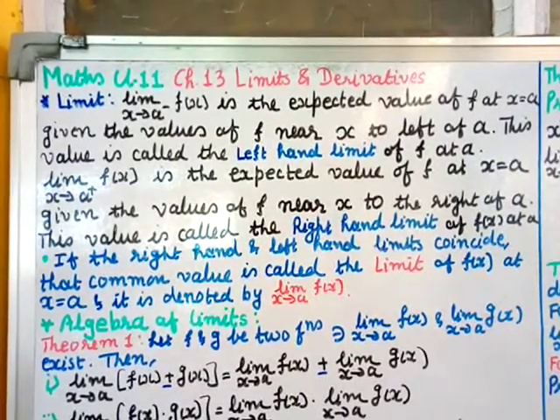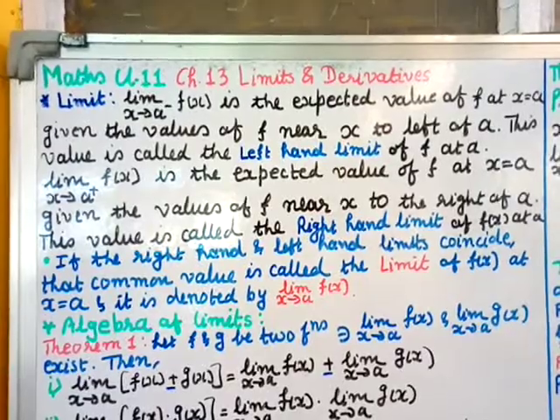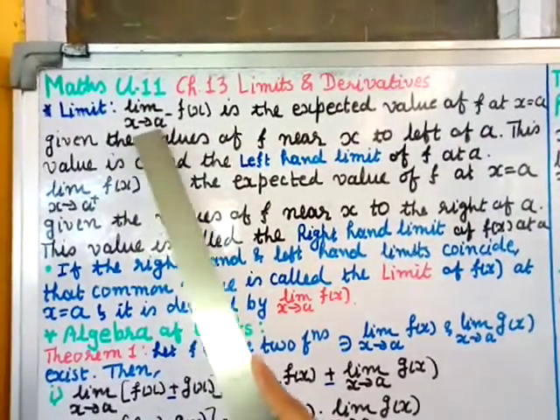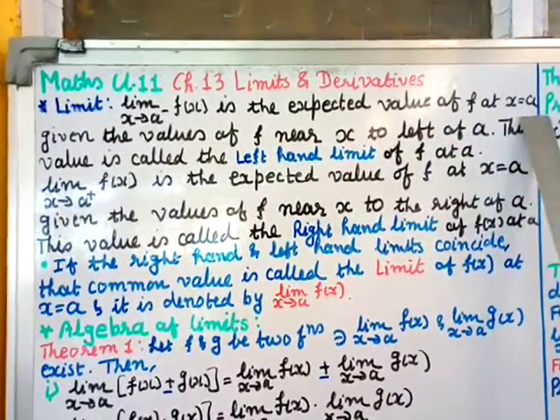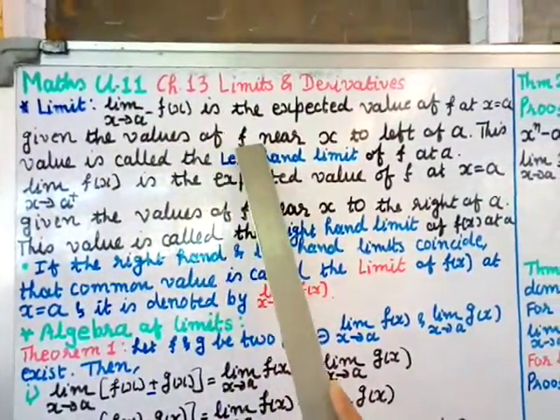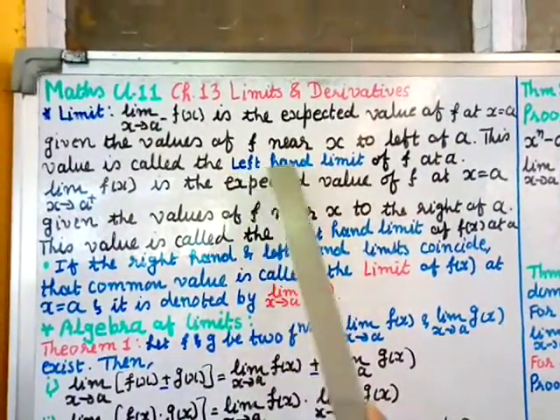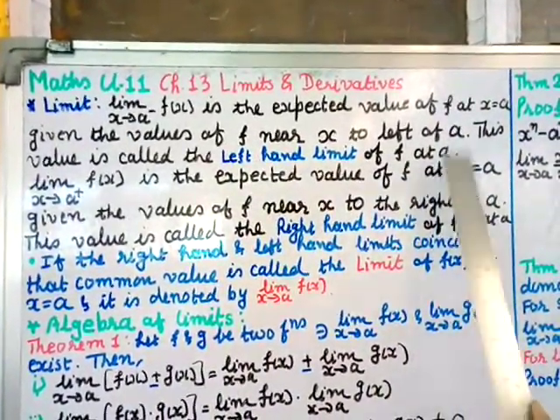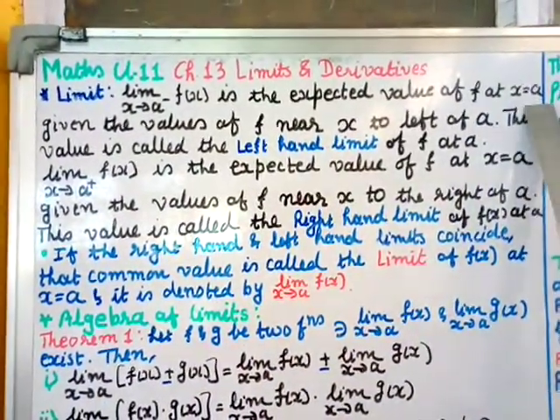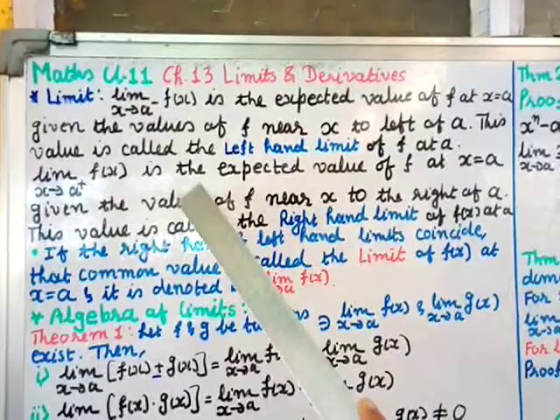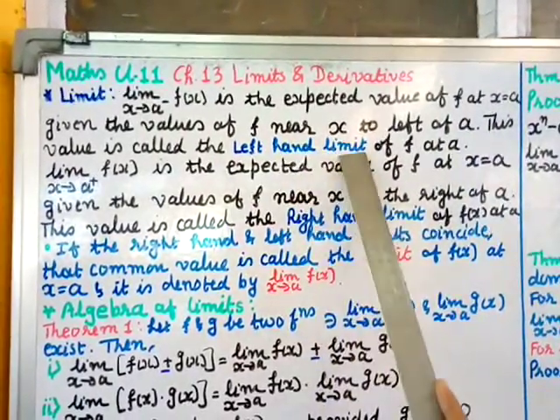We shall begin chapter 13 of Mathematics class 11, Limits and Derivatives. Limit x tends to a minus f(x) is the expected value of f at x equal to a, given the values of f near x to the left of a. This value is called the left hand limit of f at a. So this value is the expected value of a function f at x equal to a, and this value is near x but to the left of a, which you call a left hand limit.